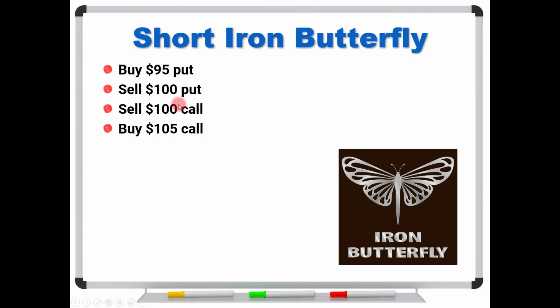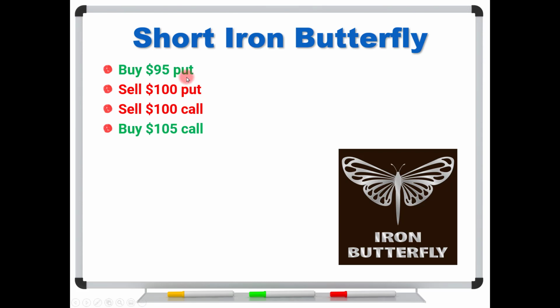So what does that do for us? Take a look at the centers. If we sell the 100 put and sell the 100 call, isn't that the 100 straddle? And that's kind of what we'd like to do, is to sell that. But we don't want to sell that by itself, what's called a naked straddle, because we've got unlimited risk. So we buy the wings out here as a hedge.